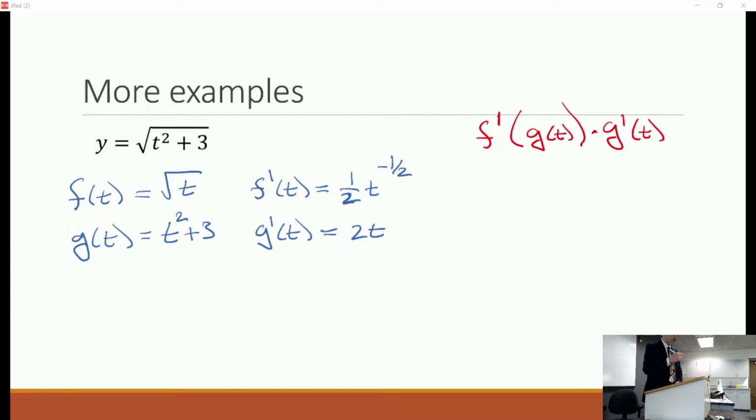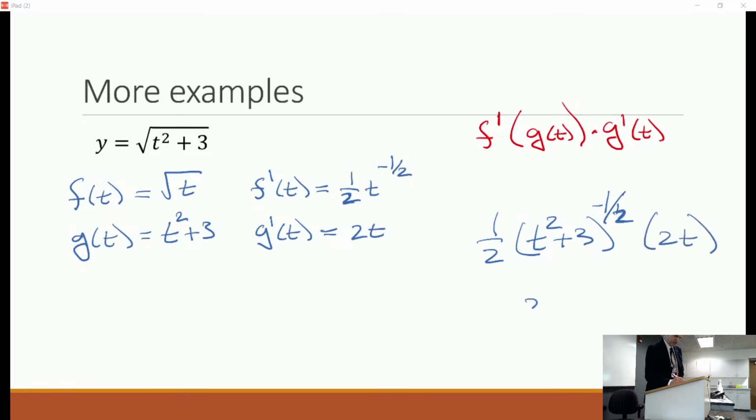I'll bet you can. Zach, what did you get when you put all this stuff together? Do you want it in a fraction? However you have it. I got 1/2 times t squared plus 3 raised to the negative 1/2 times 2t. And then I changed that to 2t over 2 radical t squared plus 3. All right, very nice.